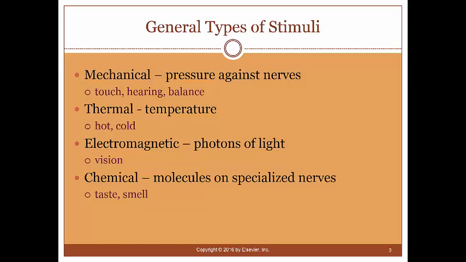When we look at our senses, there's going to be 4 different categories that our senses are stimulated through. The first one is mechanical, so this is actually pressure against sensory nerves. Things like touch, hearing, and balance.